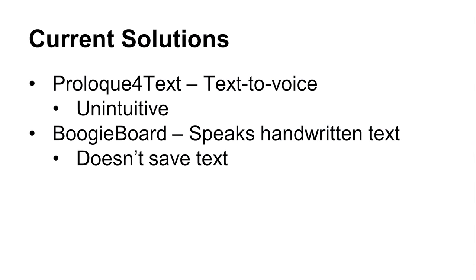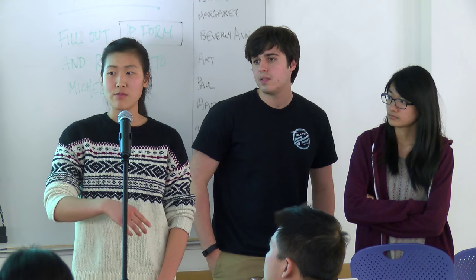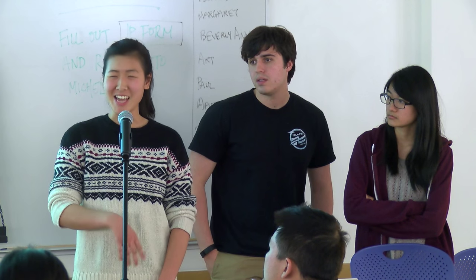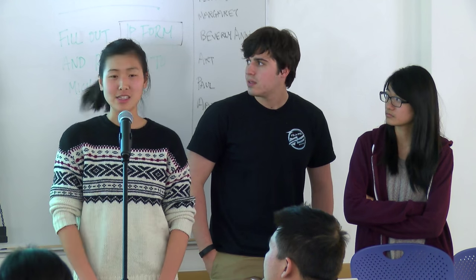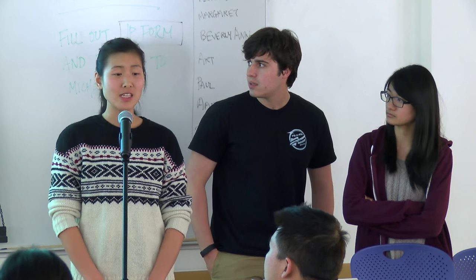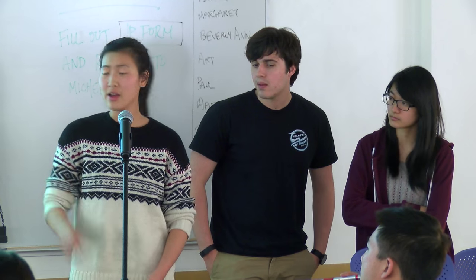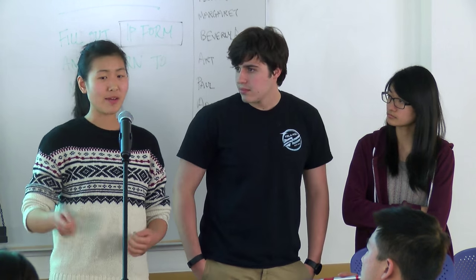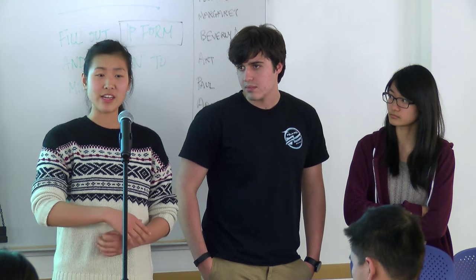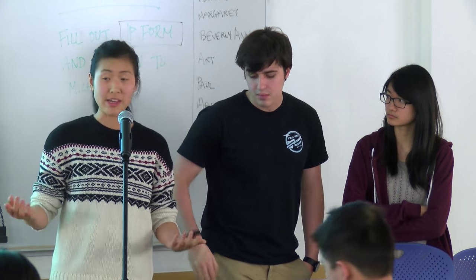Currently, she's tried out two solutions besides speaking, and one of them was called Prologue for Text. This is an assistive text-to-voice app, and she found it very unintuitive to use because technology is not her forte. She also tried using something called a boogie board, which is a more physical board that she can use instead. And through this, she found that it was nice because she could write, but also kind of inconvenient because she would have to write out everything she wanted to say, and she couldn't save it anywhere. And so both these solutions were lacking something.